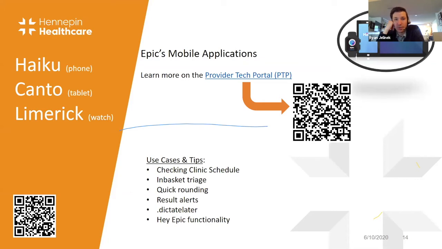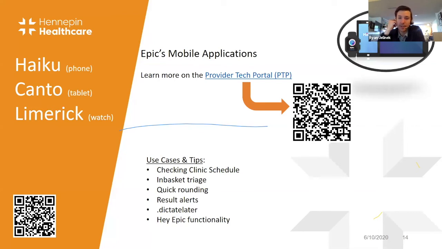You can set results alert. So if you're in Hyperspace, the web or PC platform of Epic, you can click a little bell next to an order that you place. And so when that order results, you'll get an alert on your phone. So rather than sitting there refreshing, looking for that potassium to come in at 7 o'clock before you go home, you can just set it to alert your phone. And so you don't have to worry about checking it.